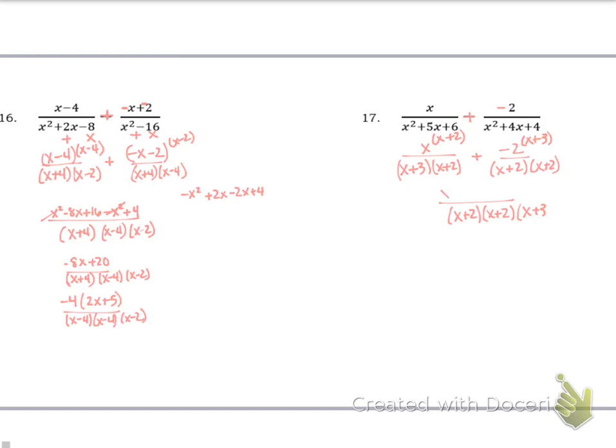So when I distribute, I get x squared plus 2x and a negative 2x minus 6. So I got (x squared minus 6) over (x plus 2) squared, I'm going to write it as a squared since there's two of them, and (x plus 3). Okay, nothing multiplies to negative 6 and adds to 0, so we can't cancel anything else there.